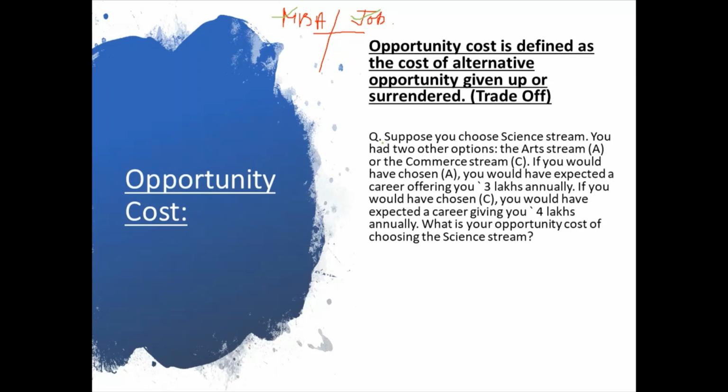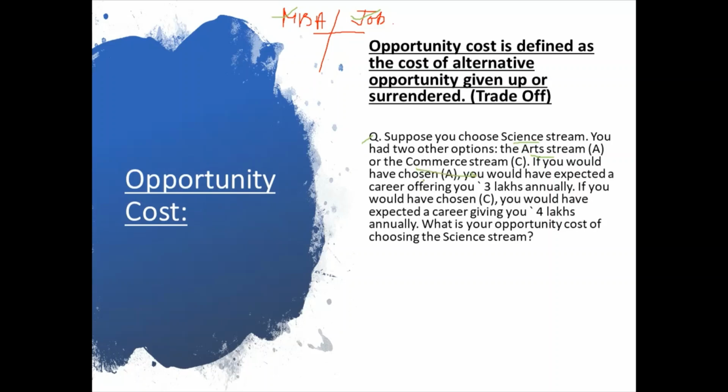So suppose, now this is the question. Suppose you choose the science stream, like if you've stepped into 11th and you have an option of choosing science, arts and commerce, and you go for science. Now you have two other options, or alternatives, which are arts and commerce.